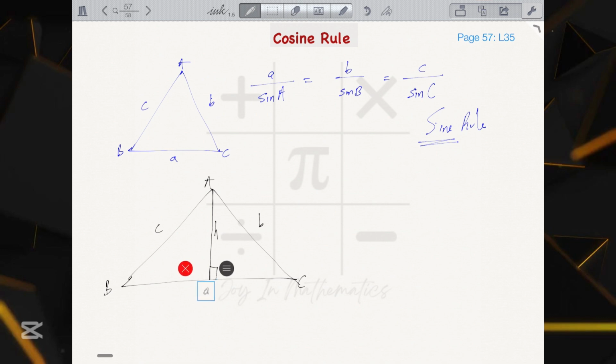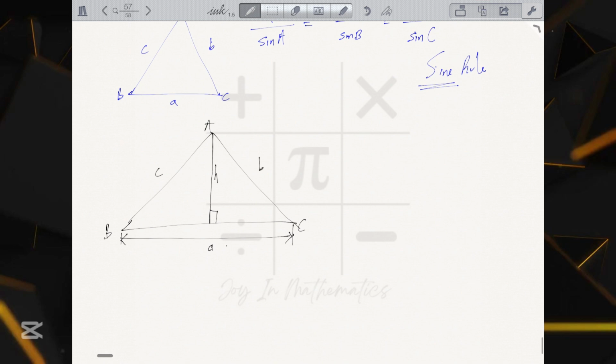Now, considering that the length from B to C is equal to a, with the introduction of the perpendicular, let's call this point D, and let's call the length from D to C x. So definitely the remaining length B to D will be a minus x.